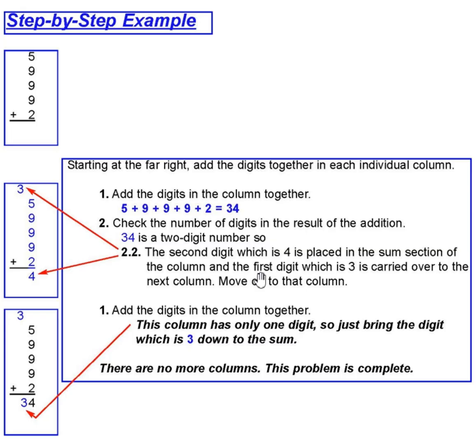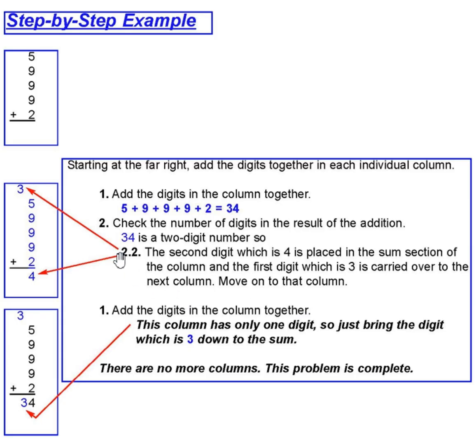The first digit, which is 3, is carried over to the next column. Therefore, the first digit, which is 3, is carried over to the next column.